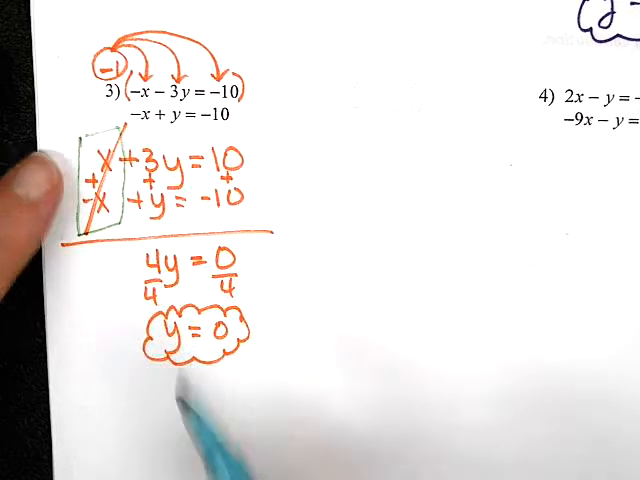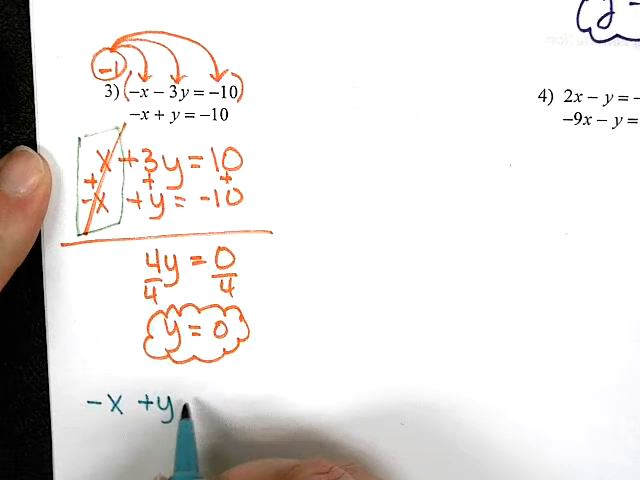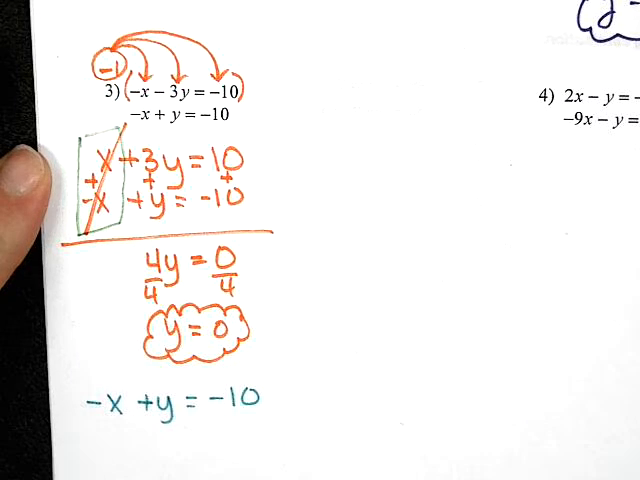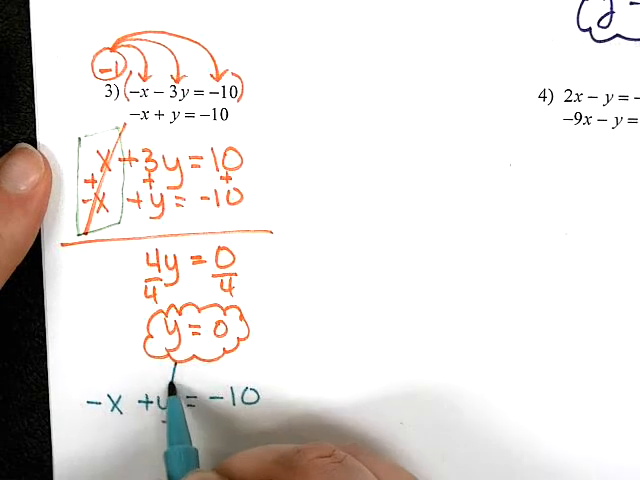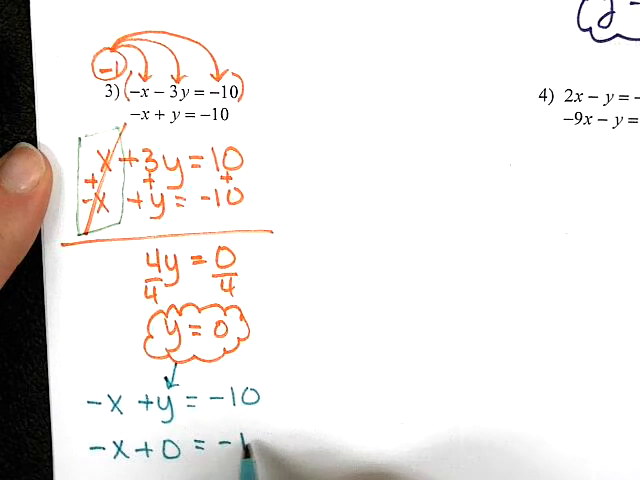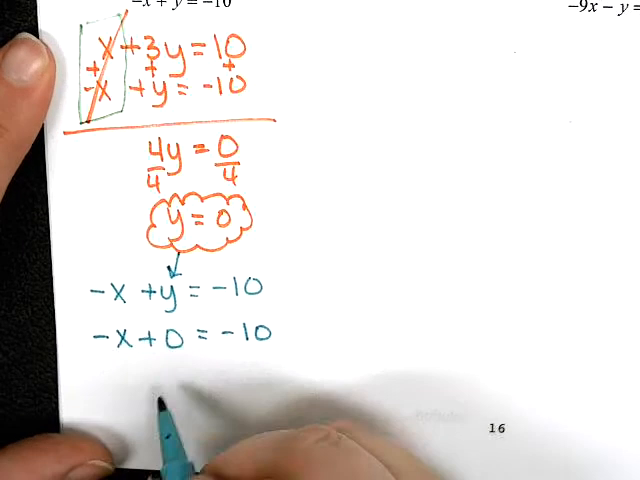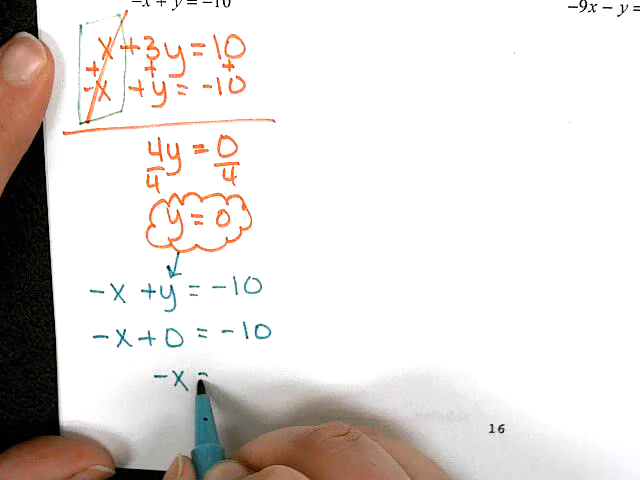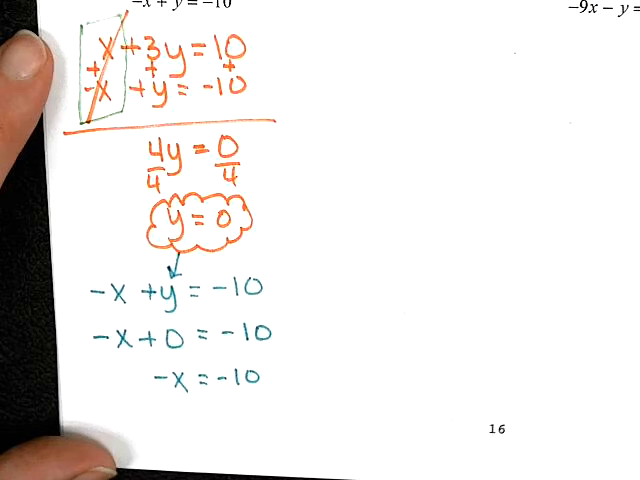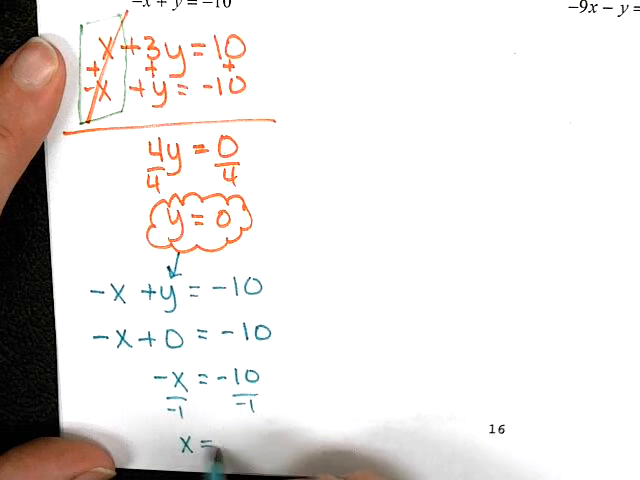Then pick one of your original equations. Doesn't matter which one. I'm going to pick the one that I didn't change. So negative x plus y equals negative 10. And I'm going to use substitution to plug in that y value that I just found. So negative x plus 0 equals negative 10. Hopefully you guys agree with me when I say 0 doesn't matter. So negative x equals negative 10. And the x isn't quite by itself. I need to divide by negative 1 and get x equals positive 10 for my answer.